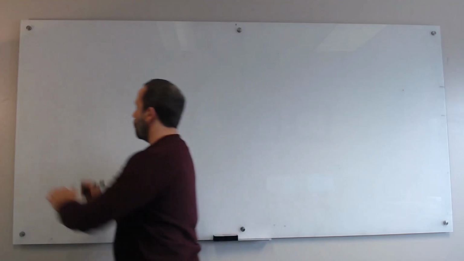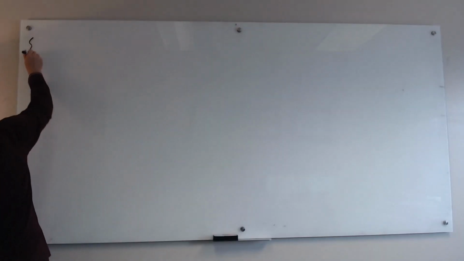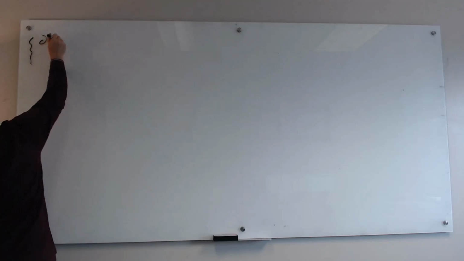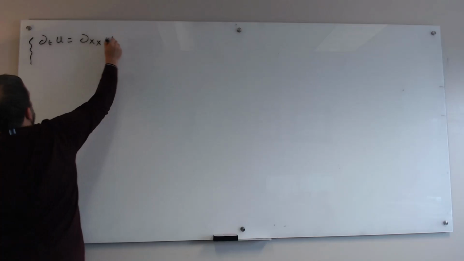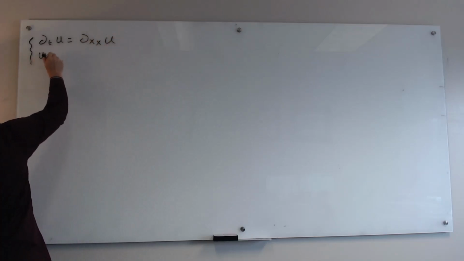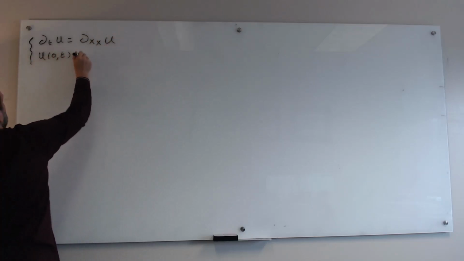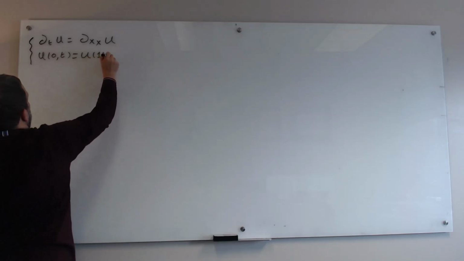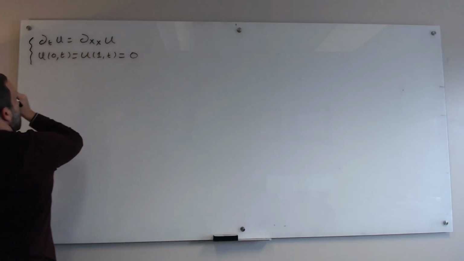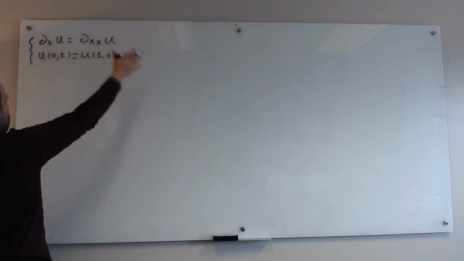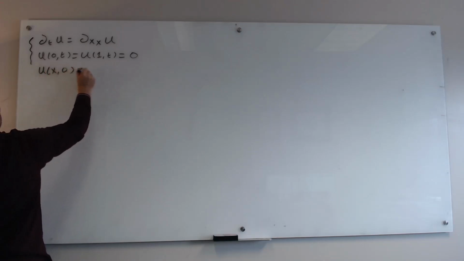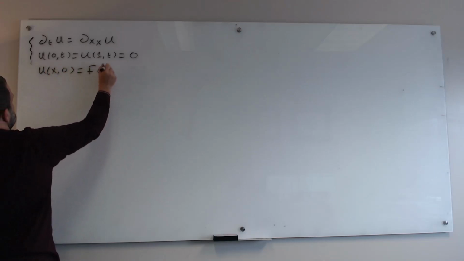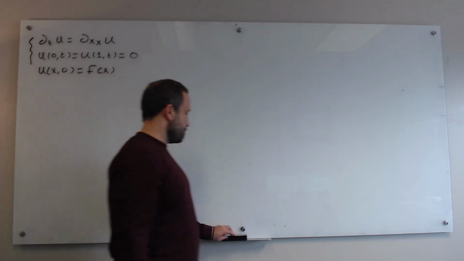Okay, so remember we are working on the problem. The t derivative of u is equal to the double x derivative of u. We have some boundary conditions. We know that u of 0,t is equal to u of 1,t, and that's equal to 0 for all values of t. We might want to say all positive values of t. And then we have an initial condition, u of x,0 is equal to f of x.